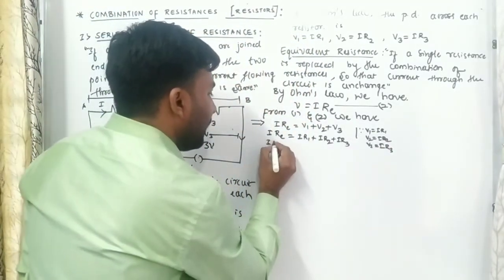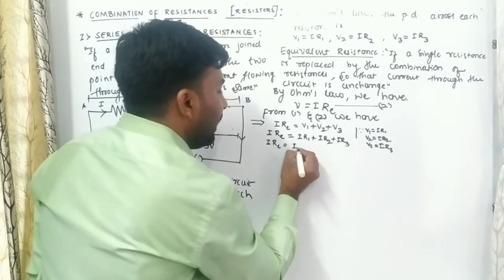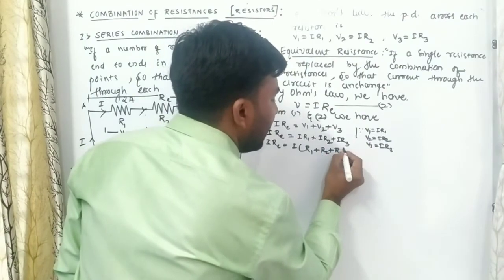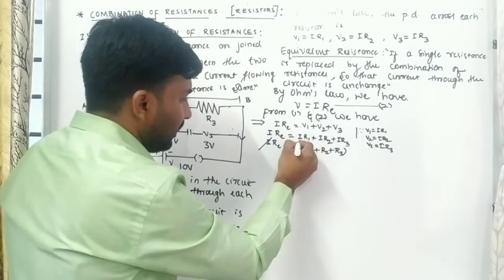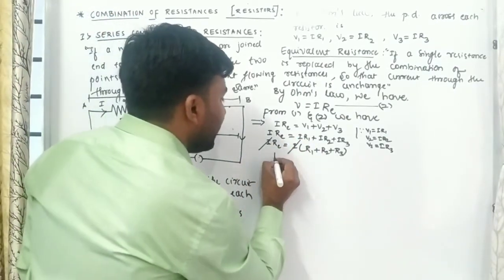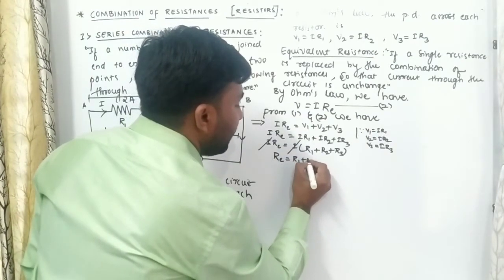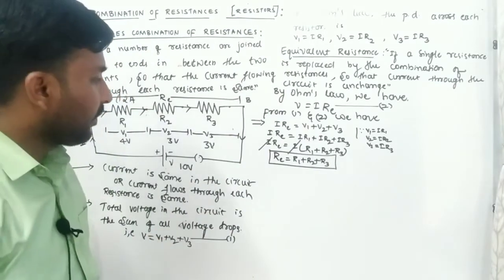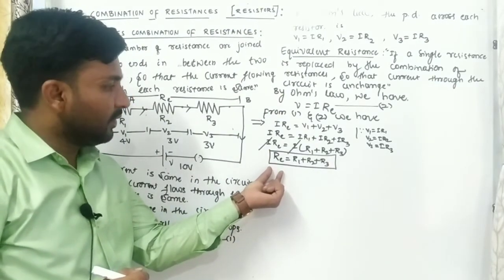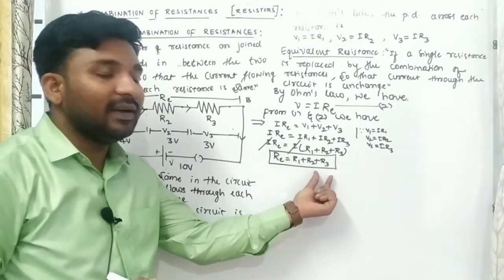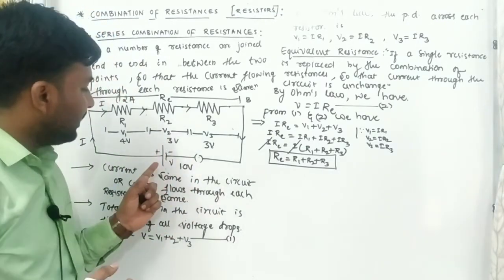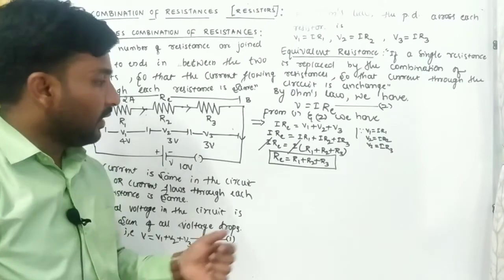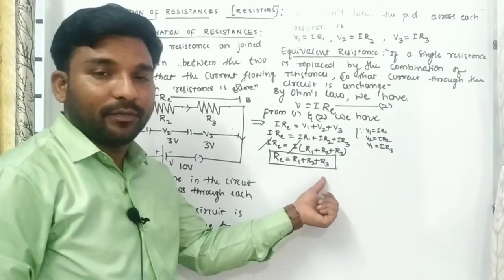Simplify this one. This is equal to I into RE is equal to, take I as the common factor, inside you will get R1 plus R2 plus R3. This I and this I both get cancelled. So here R equivalent is equal to R1 plus R2 plus R3. So here the equivalent resistance is the sum of individual resistances. So whenever the resistances are connected in series, the equivalent resistance is increased.